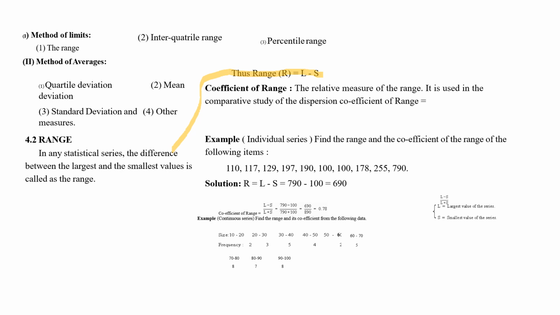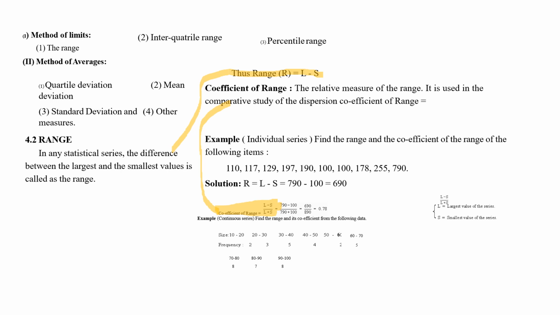Then coefficient of range, the relative measure of the range, is used in the comparative study of dispersion. To find the coefficient of range we go for L minus S divided by L plus S. Coefficient of range is L minus S divided by L plus S.